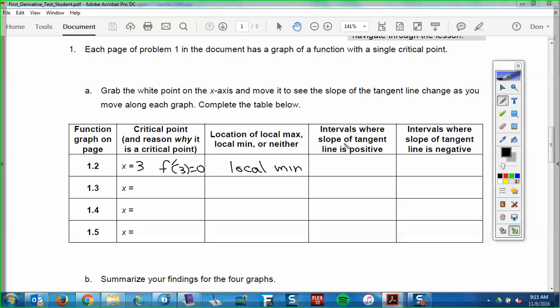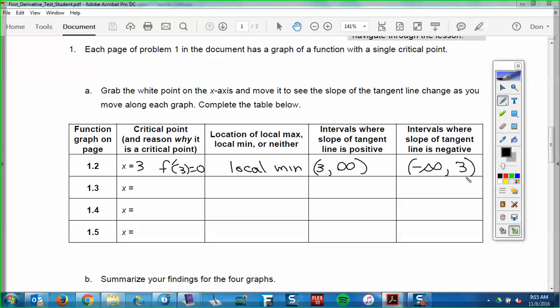Okay, what are the intervals where the slope is positive? 3 to infinity. What are the intervals where the slope is negative? Negative infinity to 3. There you go. Now you go on to the next page and find that critical point, and then talk about it. Local max, local min, neither, whatever.